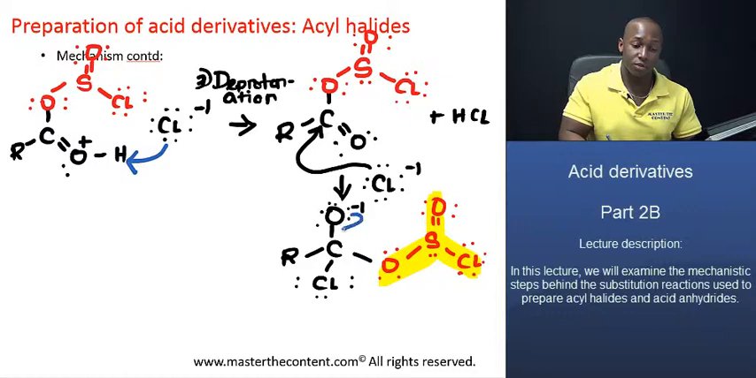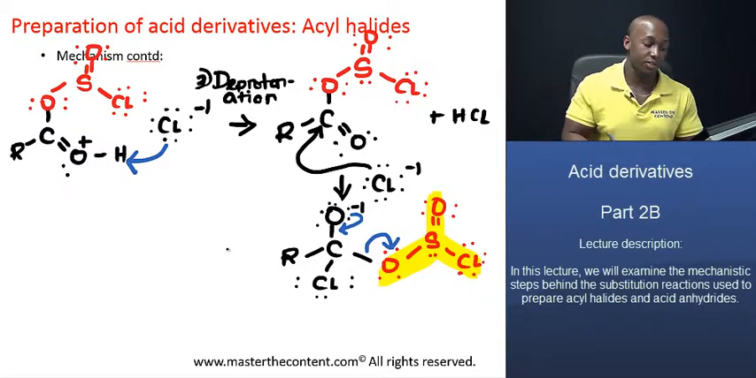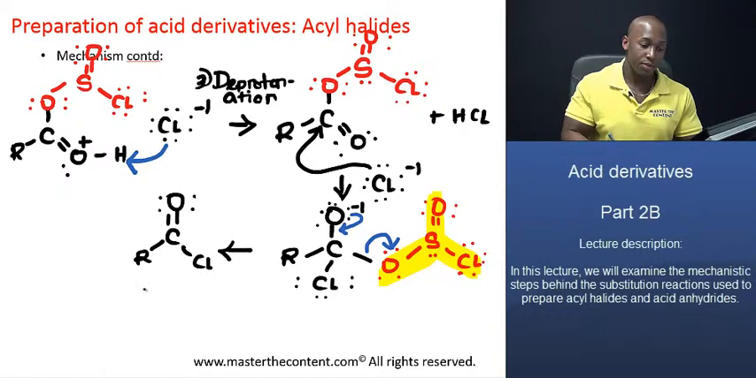So a pair of electrons will come down from that oxygen atom to restore the double bond between the carbon and the oxygen, to restore the carbonyl group. And as that happens, that thionyl group will simultaneously exit with a pair of electrons as well, resulting in the formation of what is essentially our final product, or final generic acyl halide that looks something like that, as well as a byproduct that looks something like this.